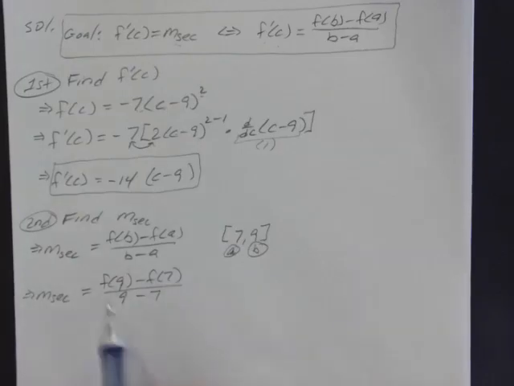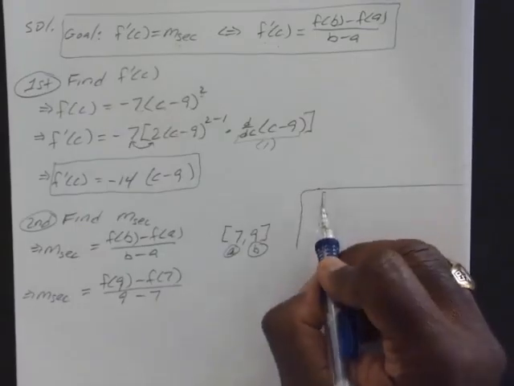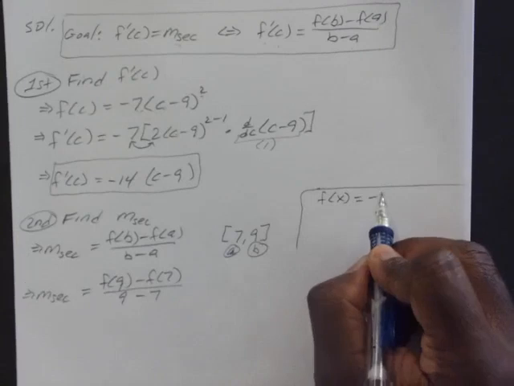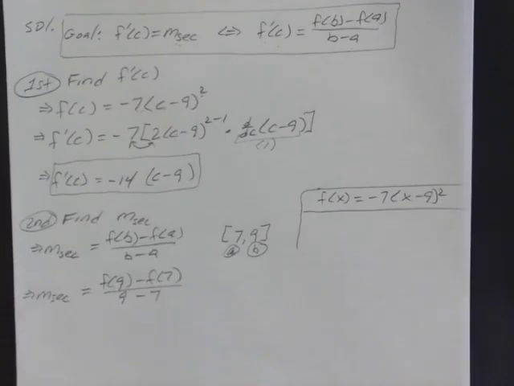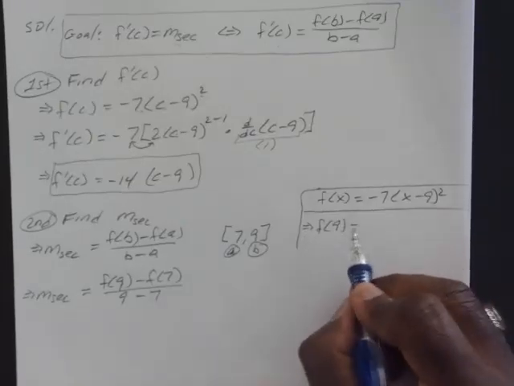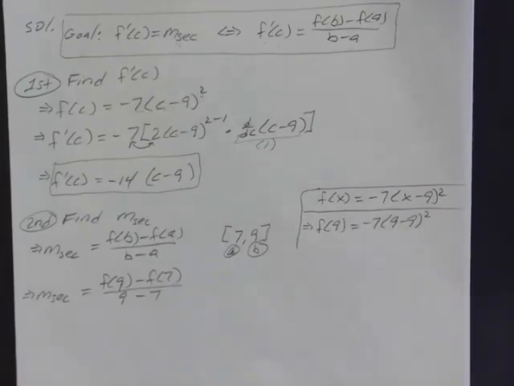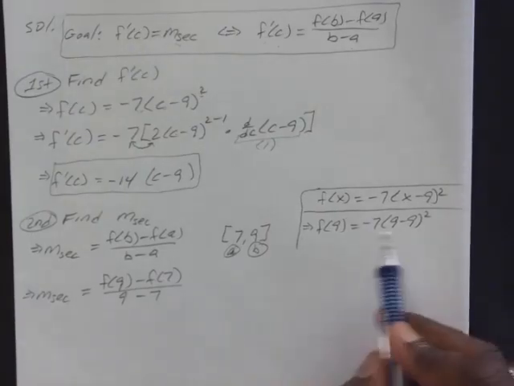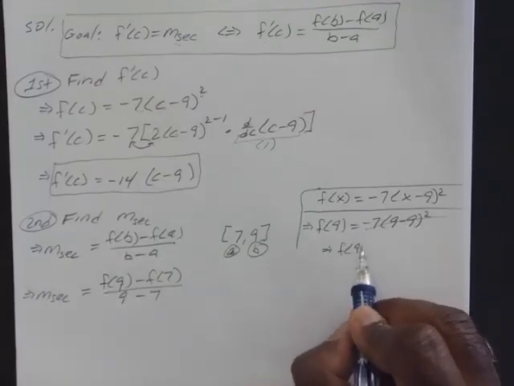Okay, so right here on the side, we can go ahead and find those two really quick. Okay, so we know that f of x is equal to negative 7 times x minus 9 squared. So we know that f of 9 is equal to negative 7 times 9 minus 9 squared. Well, 9 minus 9 is 0, so 0 times anything is 0, so that all just becomes 0. So we know that f of 9 is equal to 0.